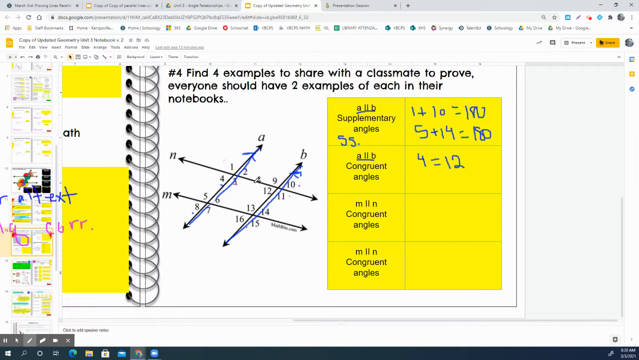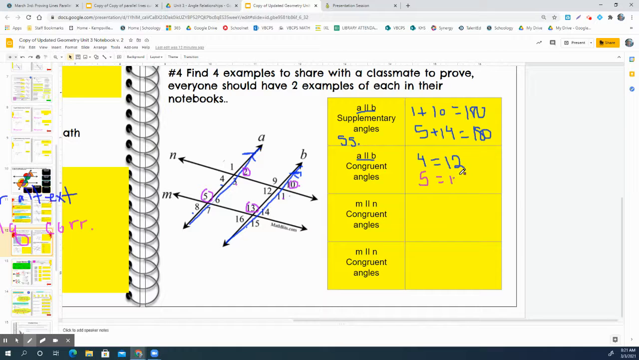So you've got to be traveling on one of these transversals between the two lines. You need one on the A and one on the B. 5 and 13, absolutely. 5 and 13 would be perfect.